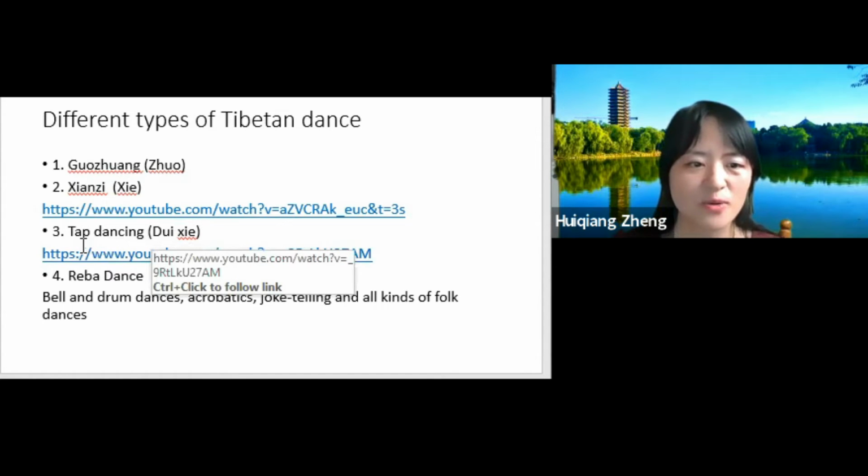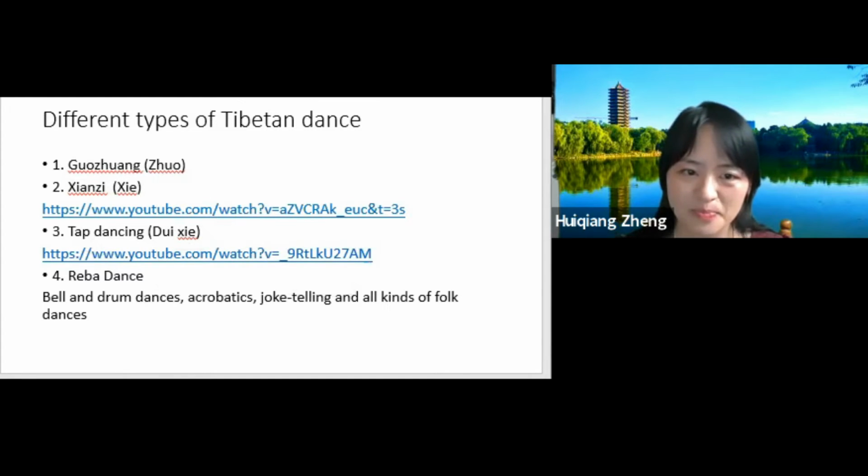And then the third one is the tap dance, which is also called dui xie in Tibetan. That is famous for its feet movements. The feet are used to kick, tread, leap, stamp, or swing. Tap dance is also one of the very old dances.